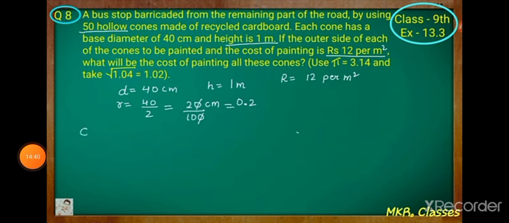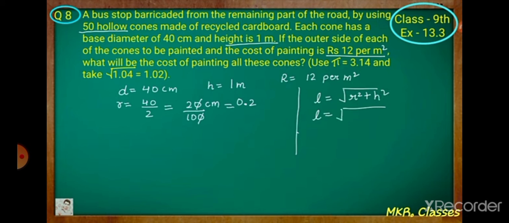Now question number 8. A bus stop is barricaded from the remaining part of the road by using 50 hollow cones made of recycled cardboard. Each cone has a base diameter of 40 centimeter and height of 1 meter. Again, this is the straight height. If the outer side of each cone is to be painted at the cost of 12 per meter square, what will be the cost of painting all these cones? The pi value is given, that is 3.14.